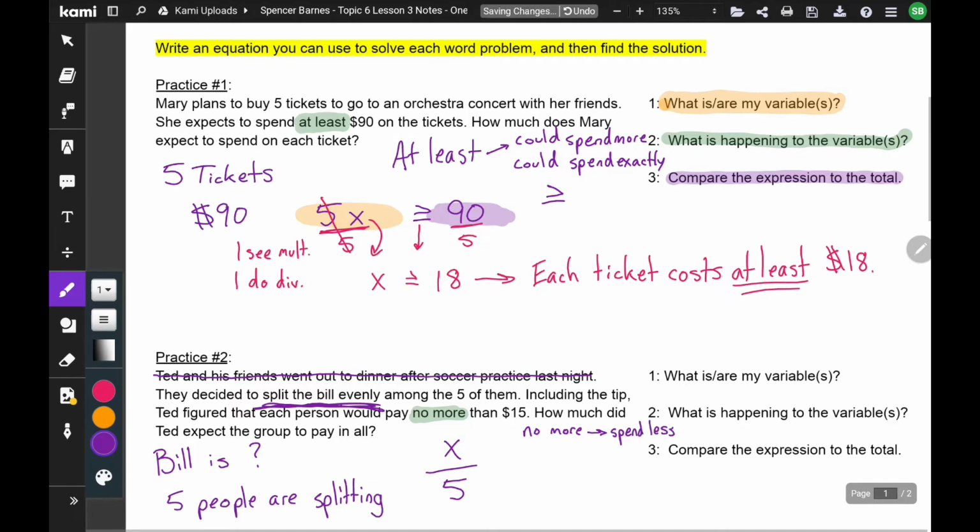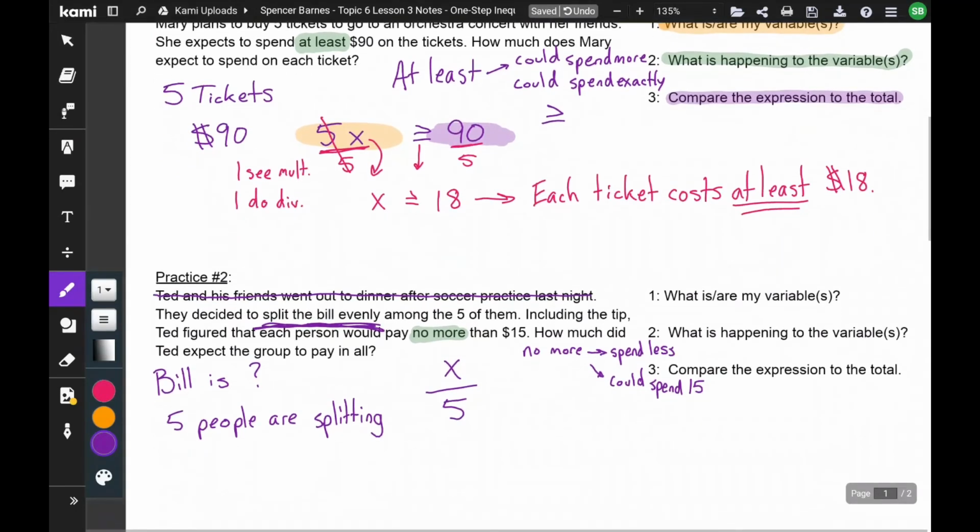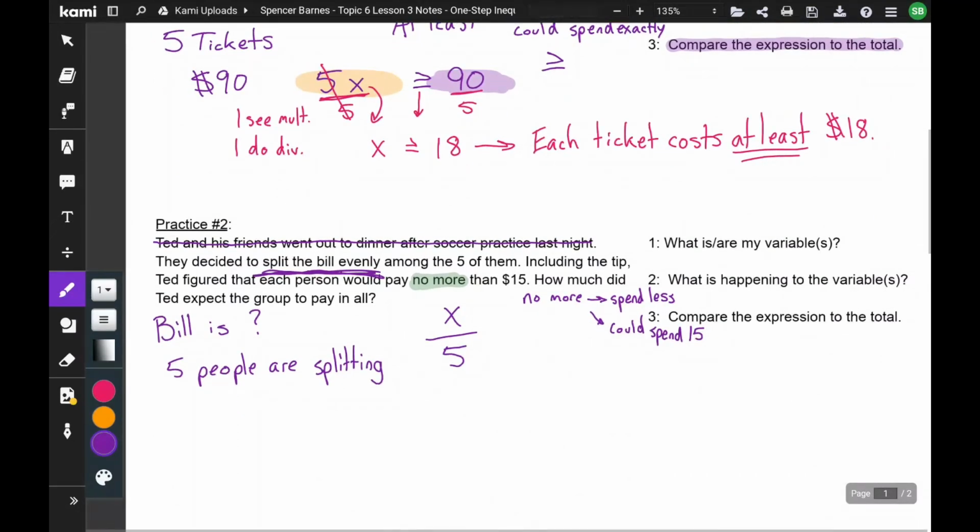And if I spend no more than 15, that means I'm not going to spend more than 15, but I could spend 15. As you're doing the notes here, you don't have to write these in exactly the same place that I do. For example, I didn't space that out very well, but if you want to write it there, go for it. So I need to compare. So if I have no more and I could spend 15, so less or equal to, so less than or equal to is my symbol.